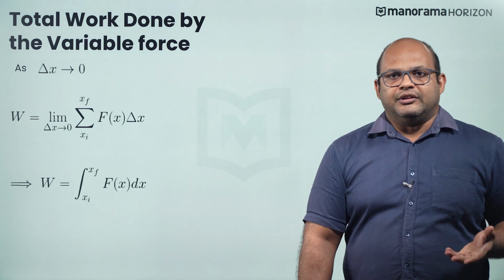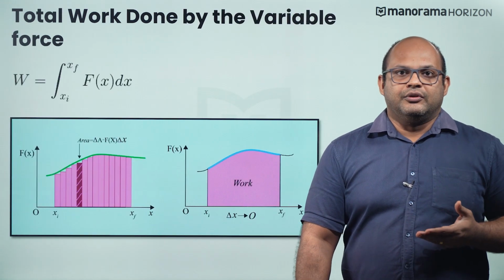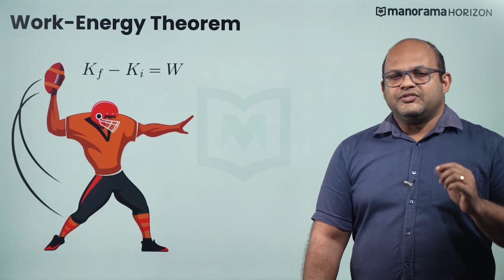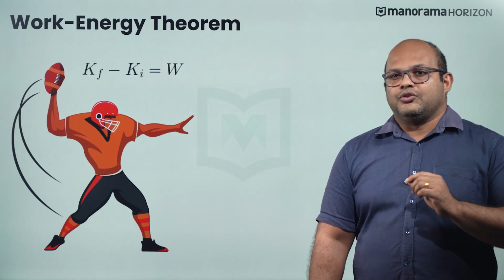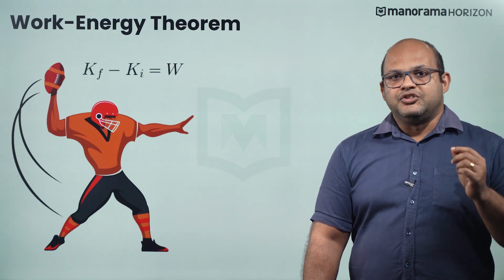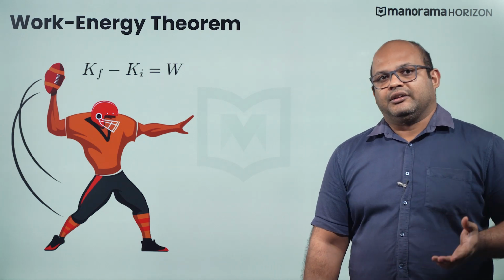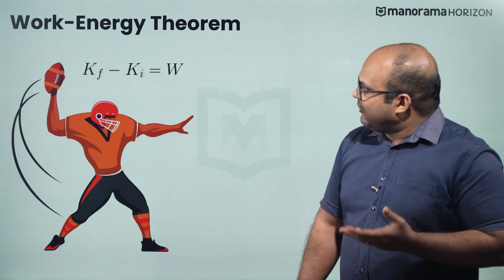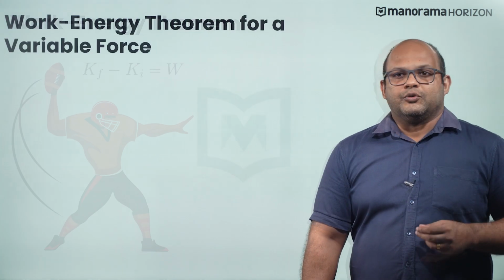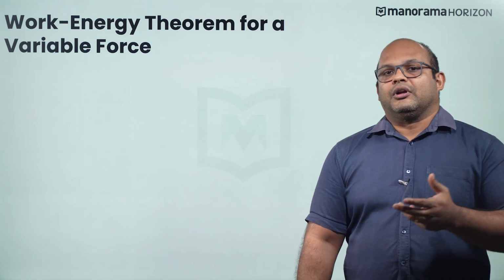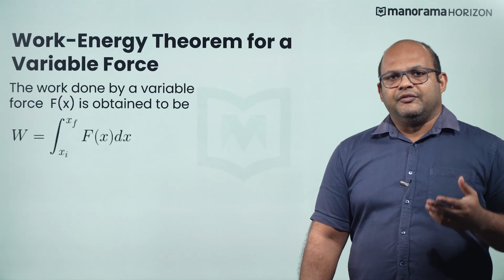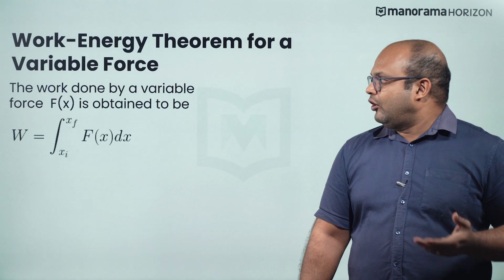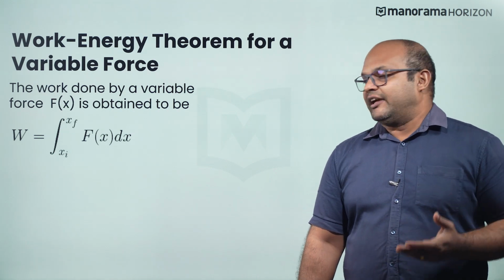Now that we have calculated the work done for a variable force, we shall try to prove the work energy theorem for a variable force. First, let us recall the work energy theorem for a constant force. It states that the change in the kinetic energy of a particle is equal to the work done on it by the net force. So Kf minus Ki is equal to W. So now we can tackle the work energy theorem for a variable force. The work done by a variable force F(x) is obtained from the relation W is equal to the definite integral of F(x) dx over the interval xi to xf.